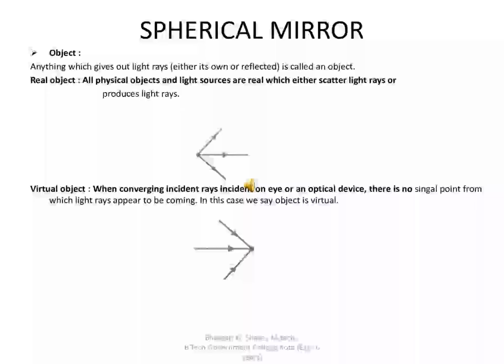Now the title of this slide is spherical mirror. Before studying the reflection from the spherical mirror, we need to know some definitions. First we define the object. So what is an object? Anything which gives out light rays, either on its own or reflected, is called an object.